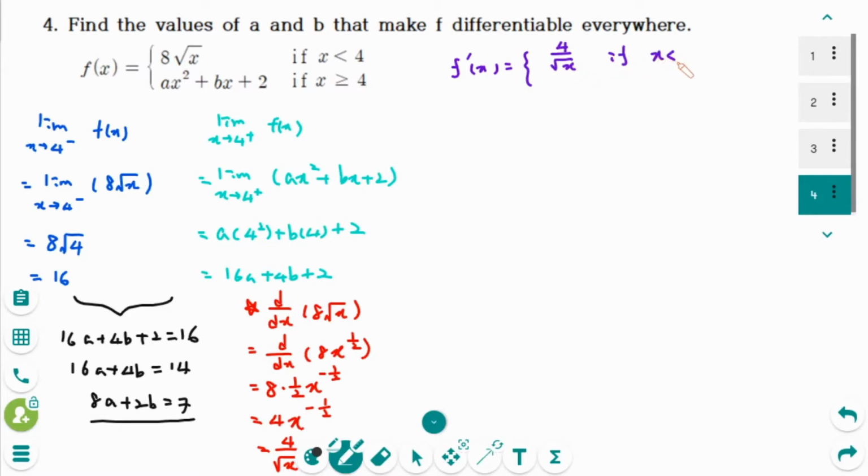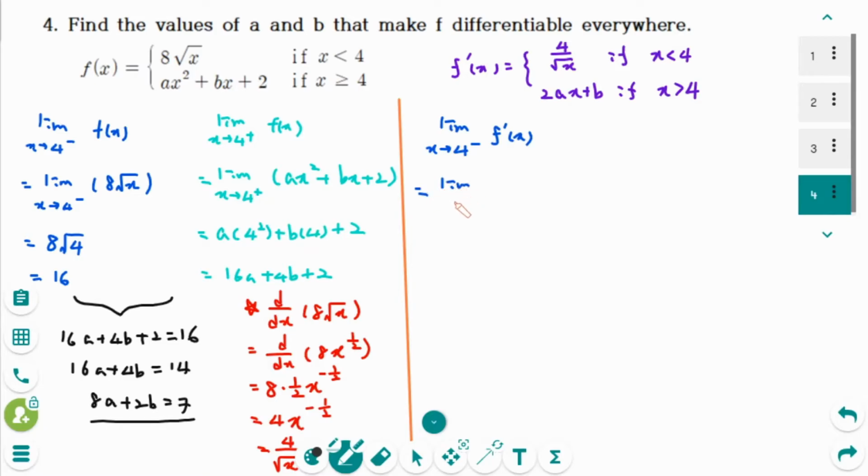If x is less than 4, then 2ax plus b if x is greater than 4. For f of x to be differentiable at x equals 4, we need the limit as x approaches 4 from the left side of f prime x equals the limit as x approaches 4 from the left side of 4 over square root of x. Then put 4 into x: 4 over square root of 4, so 4 over 2, which is 2.